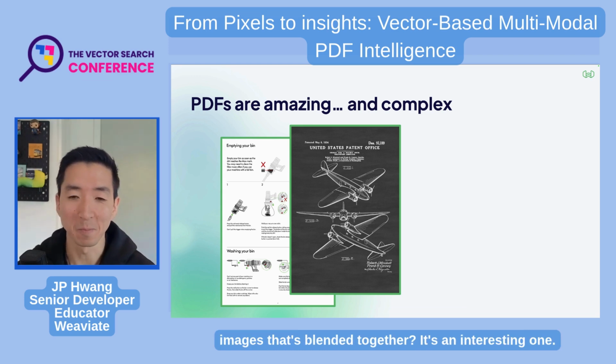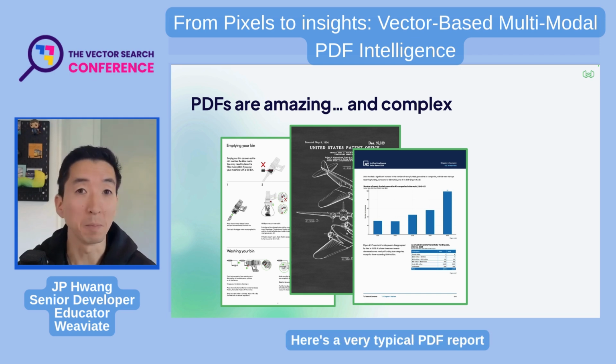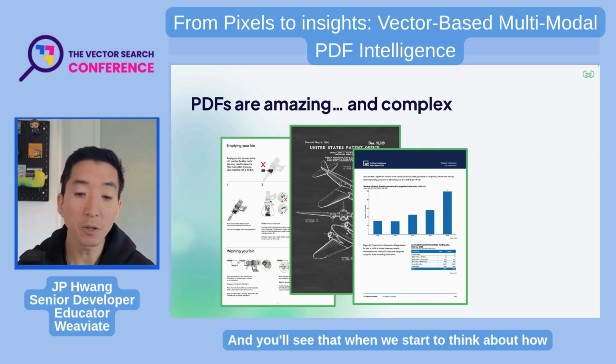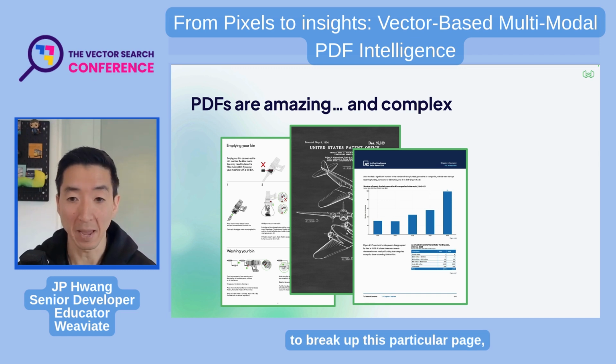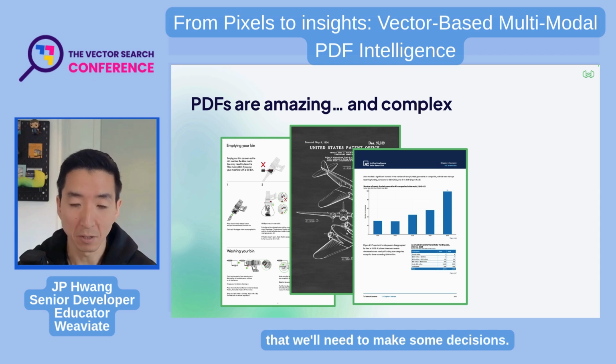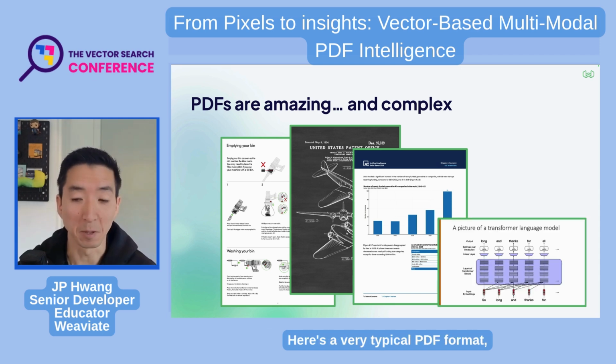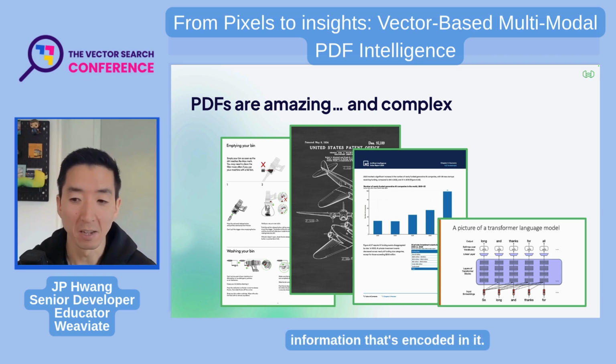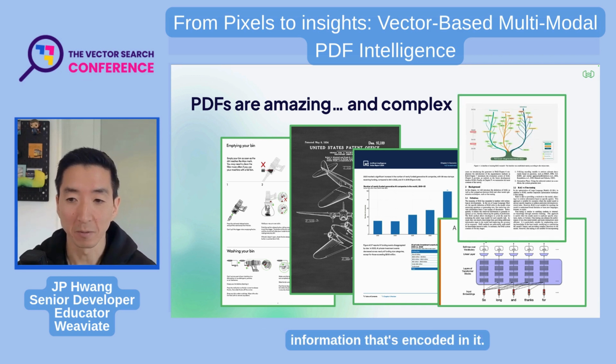It's an interesting one. Here's a very typical PDF report that includes a whole lot of text, really interesting graphs and figures, and a table on the bottom right as well. And you'll see that when we start to think about how to break up this particular page, we'll need to make some decisions. Here's a very typical PDF format, which is, of course, a picture of a slide deck. And we've all seen those. And it's very complex with a lot of intricate information that's encoded in it.